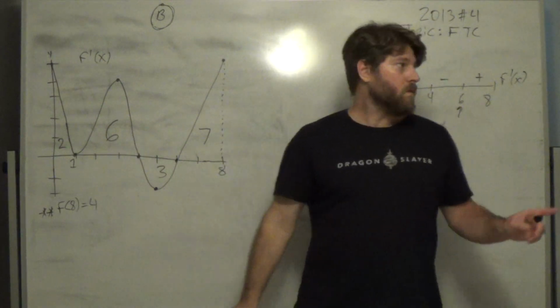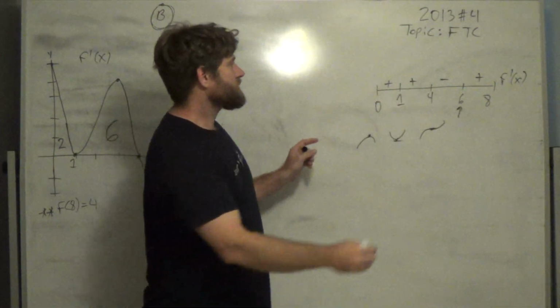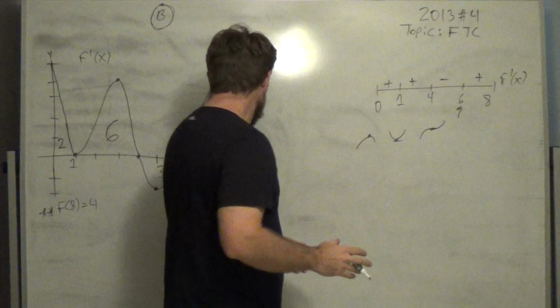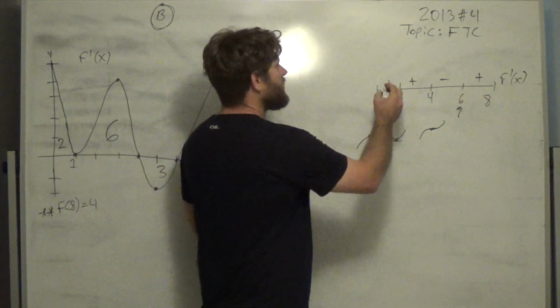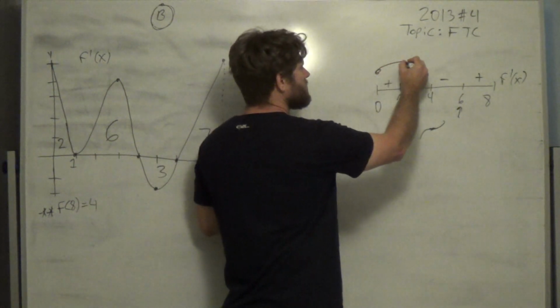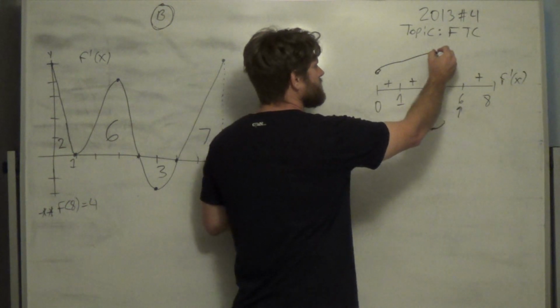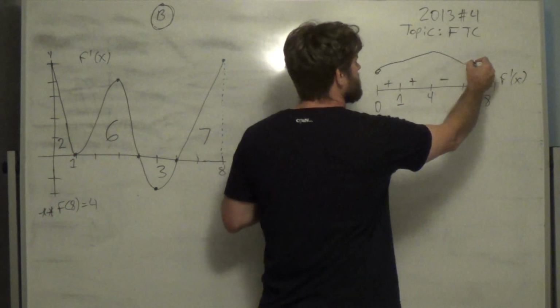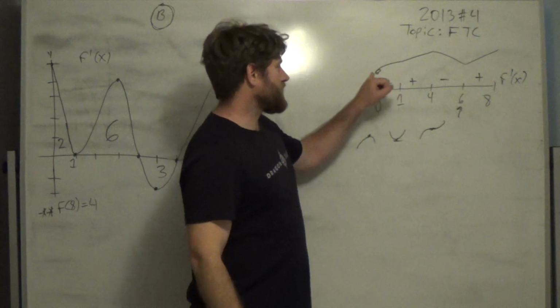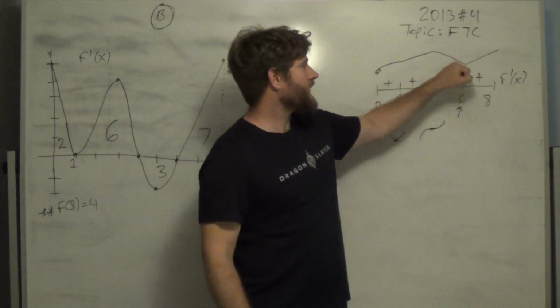Okay, now look at what this tells me. F of x, we don't know where f of x starts at. We know it ends at 4. But anyways, f of x was increasing, increasing some more, decreasing, and then increasing. So f of x went up, up some more, down, and up.